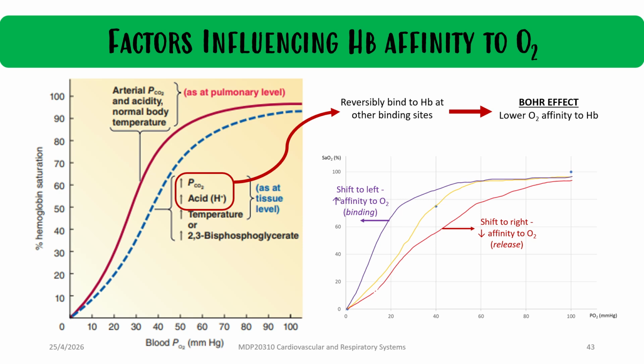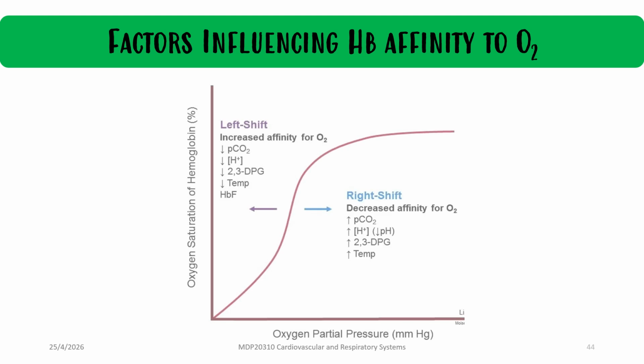maintain homeostasis. You can see from this graph, the bottom one, the red, yellow and blue one, if it shifts to the right, it means it reduces affinity to oxygen, with a tendency to release. If it shifts to the left, it means it has higher affinity to oxygen, where it tends to bind to oxygen more. So the Bohr effect, in conclusion, helps to promote oxygen release where it is needed, usually at the tissue level. These are the overall factors that can influence shifting to the right and to the left.